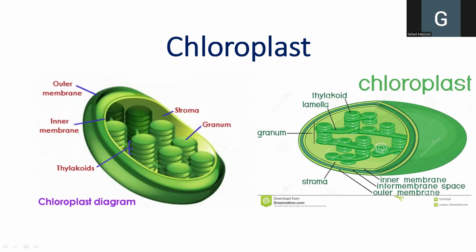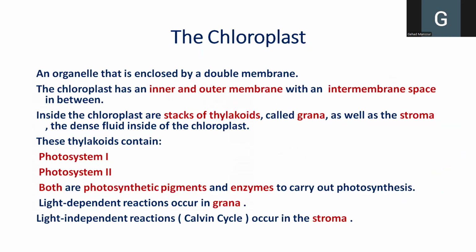And the stroma is, of course, very important because it contains the enzymes that are necessary for the light-independent reactions, or the reactions that are not directly dependent on the presence of sunlight. Whereas in the thylakoids or in the grana, we have all the pigments that are necessary for absorption of light energy, and therefore they are necessary for the light-dependent reactions.